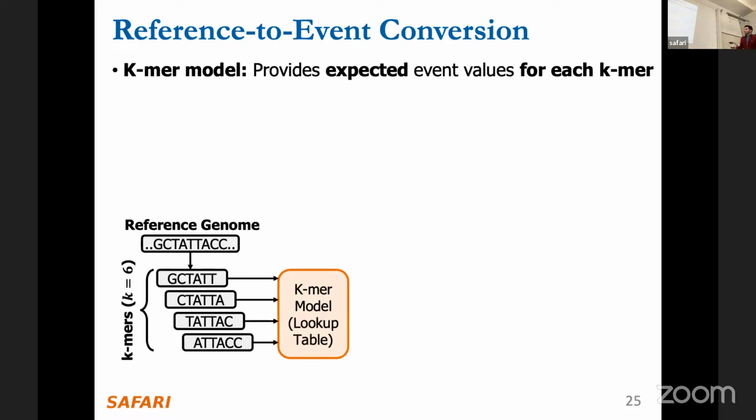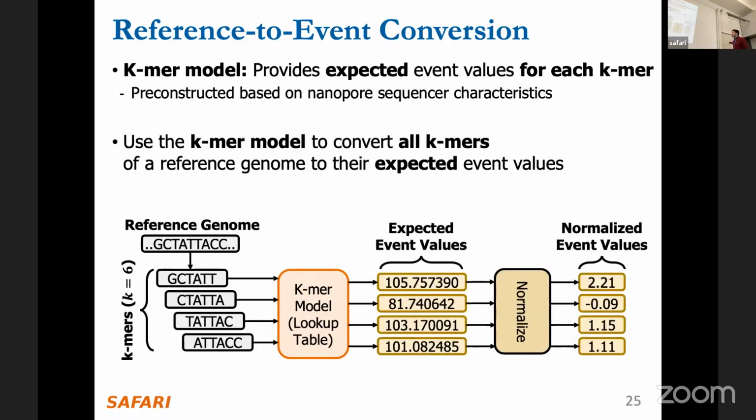We have a lookup table that gives us the expected signal values. These are essentially based on some statistical analysis and so on. Given a k-mer, it will give you the expected signal, the expected event value, for that particular k-mer. Using that, you can simply convert each k-mer to its expected signal value, and then you can do some normalization later on, so that you're able to match these with the signals that are being sequenced in real time. This is basically how we convert the reference genome to its synthetic signal representation.